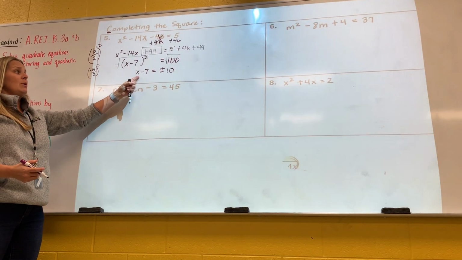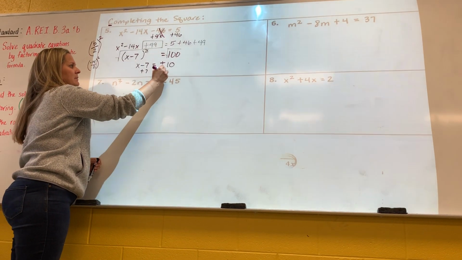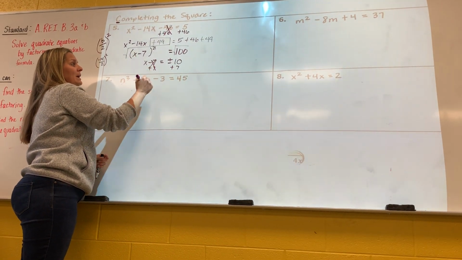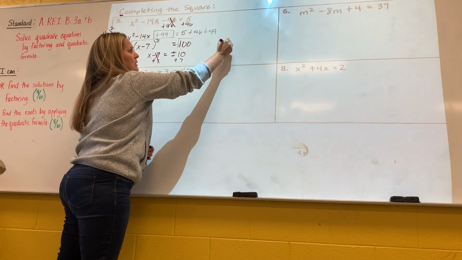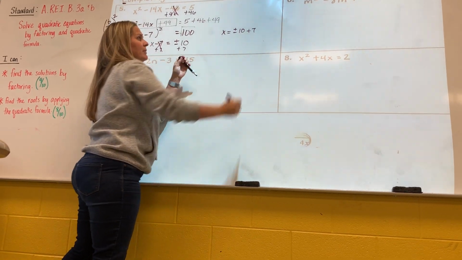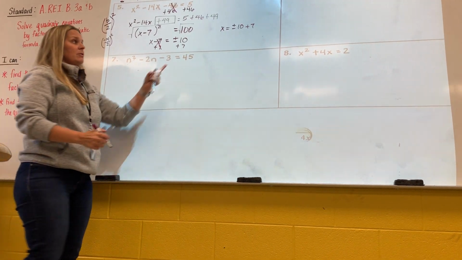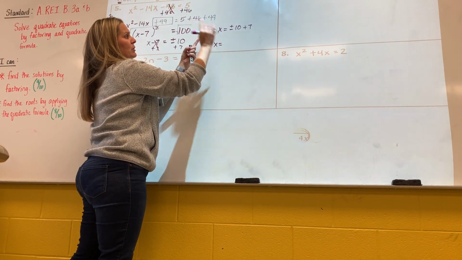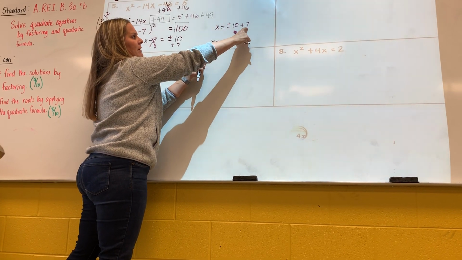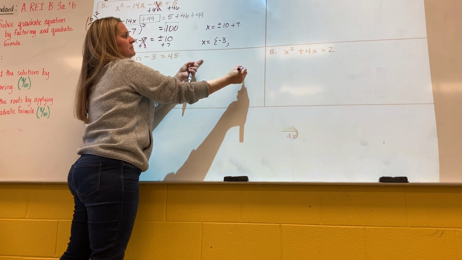So, solving an equation, what do you do to both sides? Add 7. So, we have x equals positive or negative 10 plus 7. Looks like the bottom of quadratic formula. So, here we go. X equals, we're going to go negative first. Negative 10 plus 7. 10 plus 7.